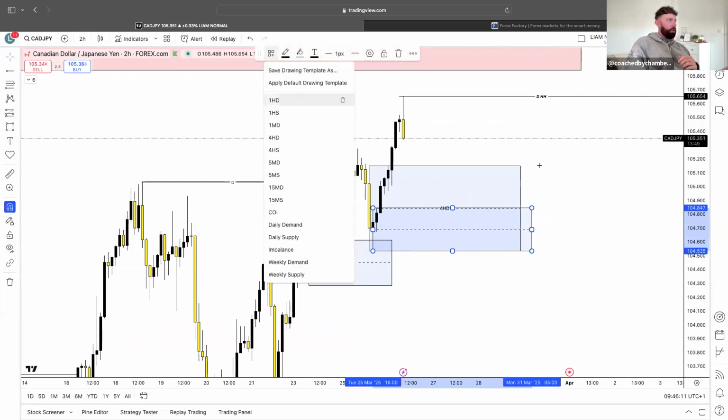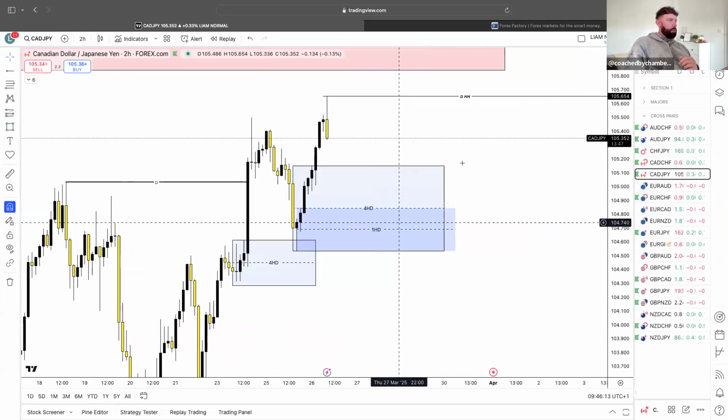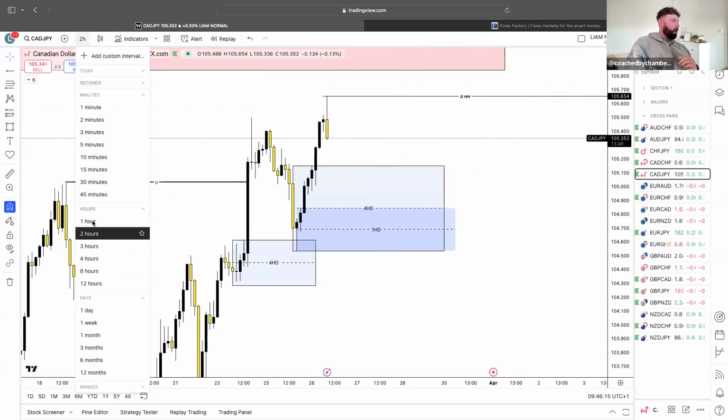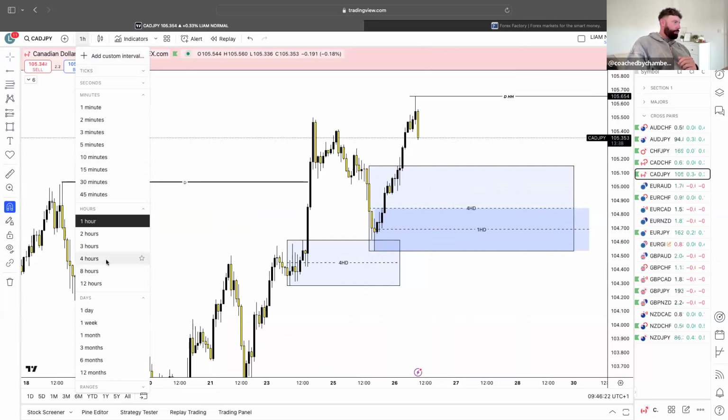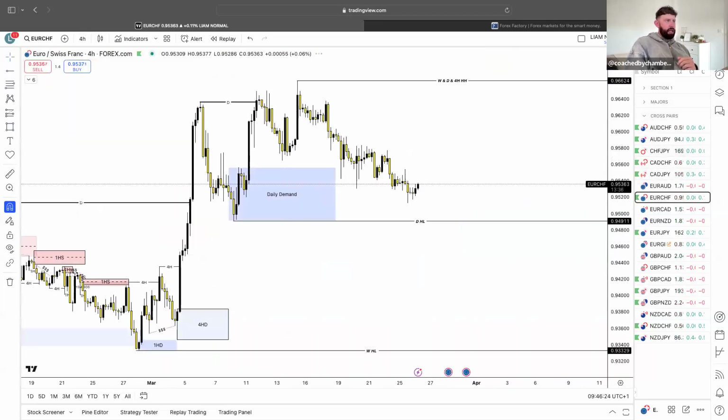I'm just going to put this as a 1 hour, even though I'm on a 2. But yeah, that is pretty much what I'd be looking for on this next move: can we see the bullishness carry on from here? Which leads me to the next thing, Euro CHF.